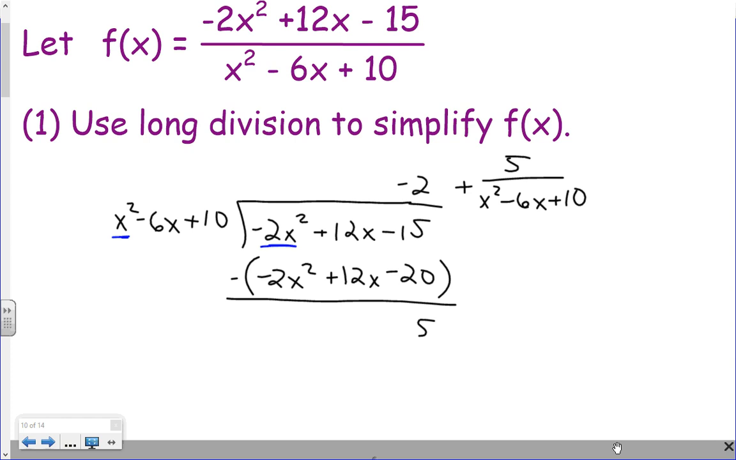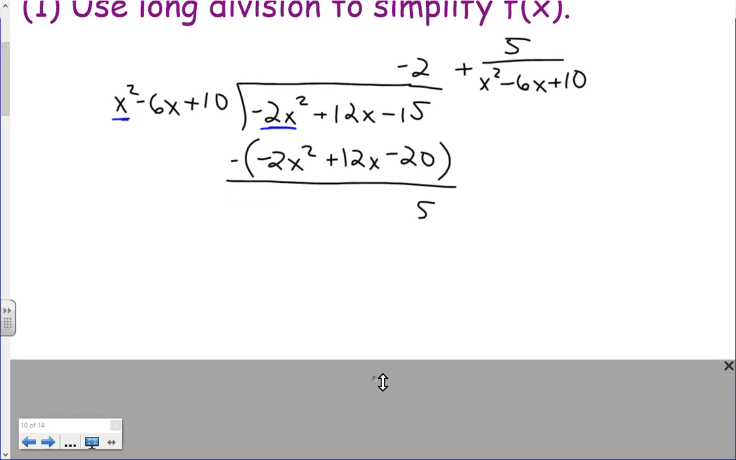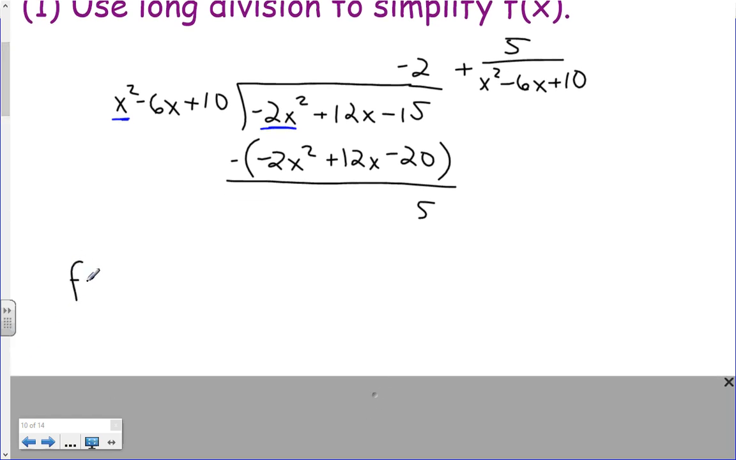And let's rewrite this then. So we'd end up with f of x is equal to negative 2 plus 5 over x squared minus 6x plus 10. Now this is really close to what the original problem is that they give you in the book, but we're going to rewrite it here in a different way in just a minute. If you could factor that denominator, I'd say we'd factor it at this point, but I think you're going to find out that you can't factor that.